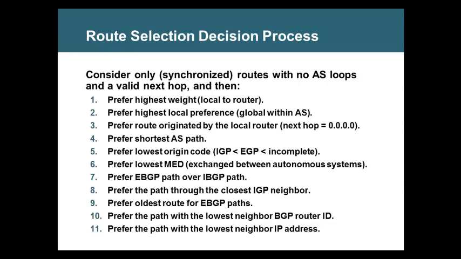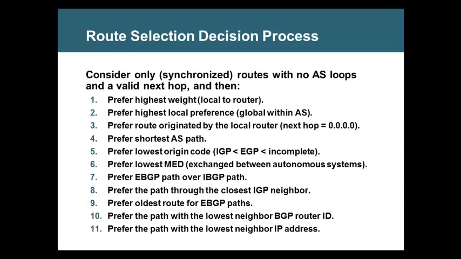Prefers the oldest route for eBGP path. If there is a tie up to 8, it prefers the oldest, meaning the route that was learned first. See, there are two neighbors giving you the route. Which neighbor gave you the route first? That is the oldest one. So it prefers the oldest route for eBGP path.